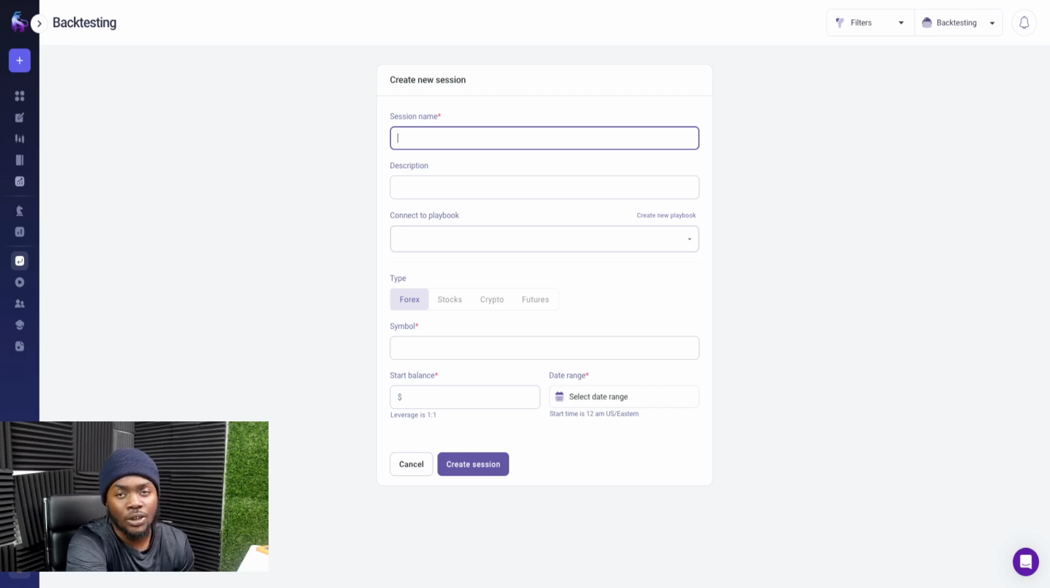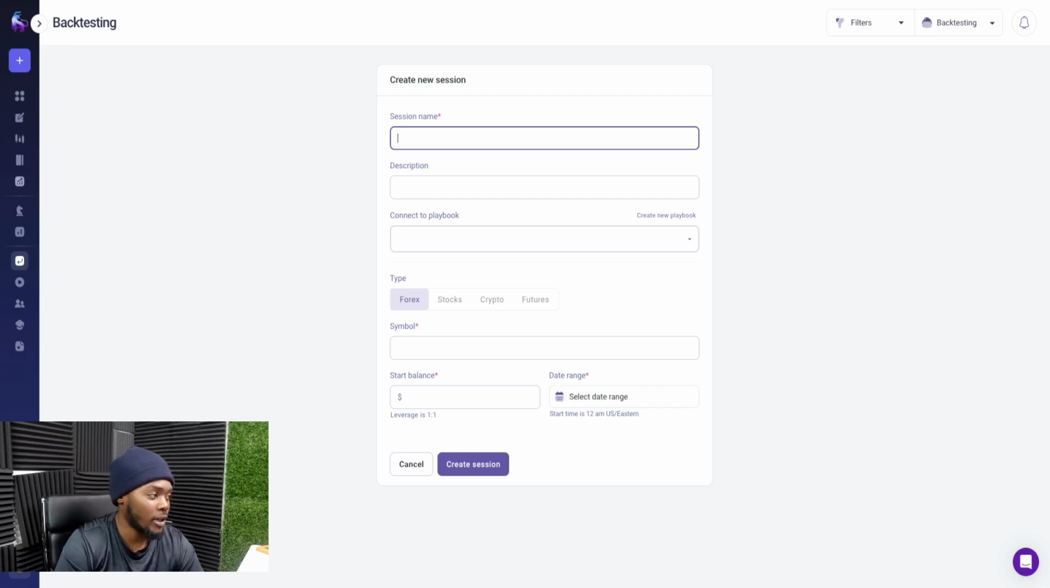But I recommend that you do the most recent years because the market has changed the way it's been moving since after COVID. So I would recommend, if you're starting new, backtest everything after 2020 to get a feel of how the market is moving today.